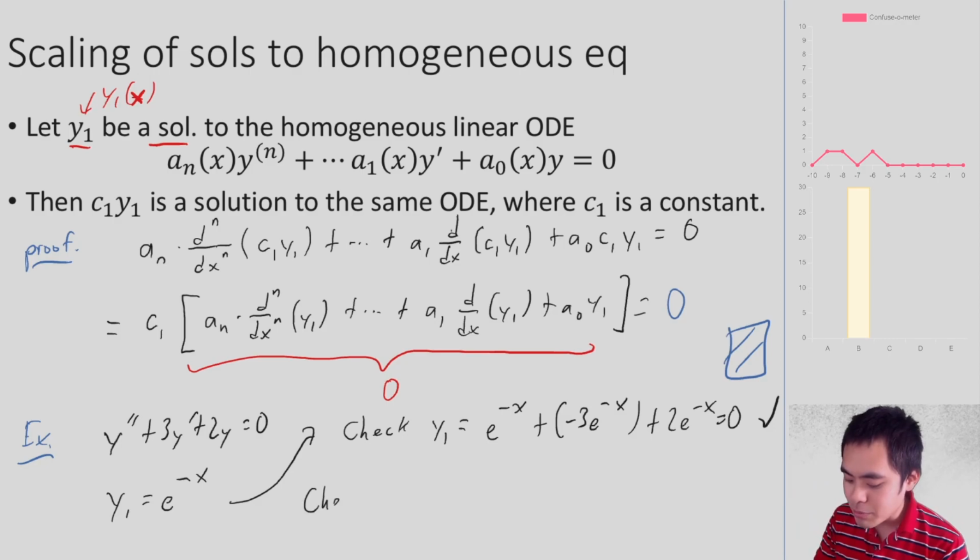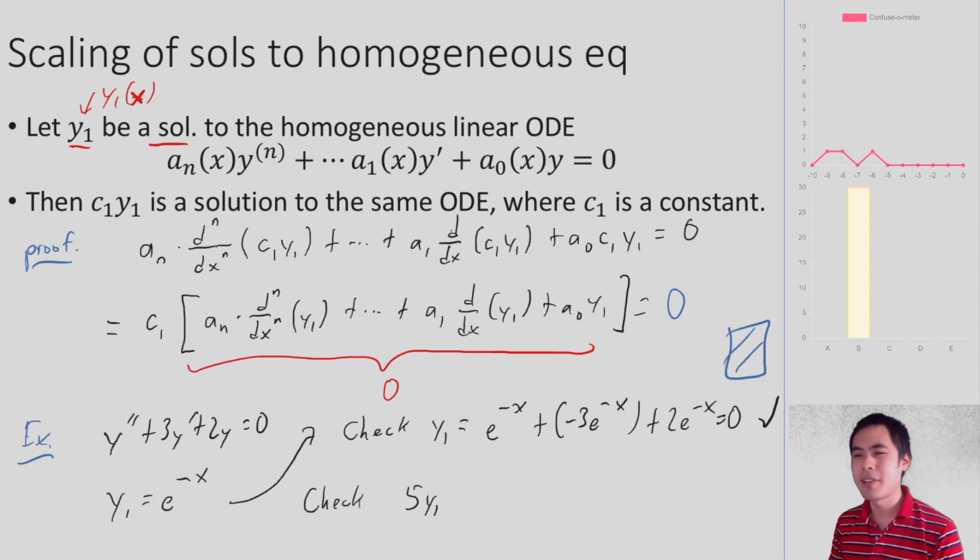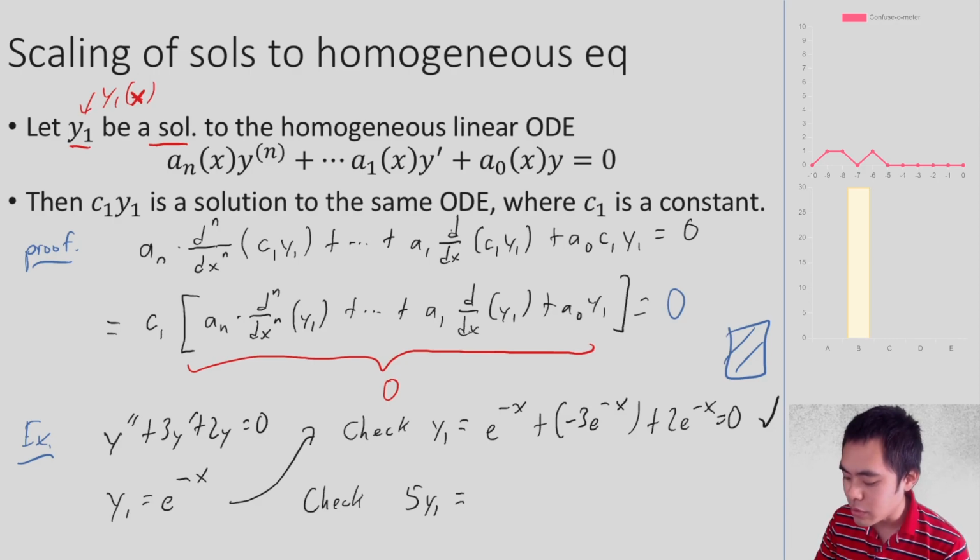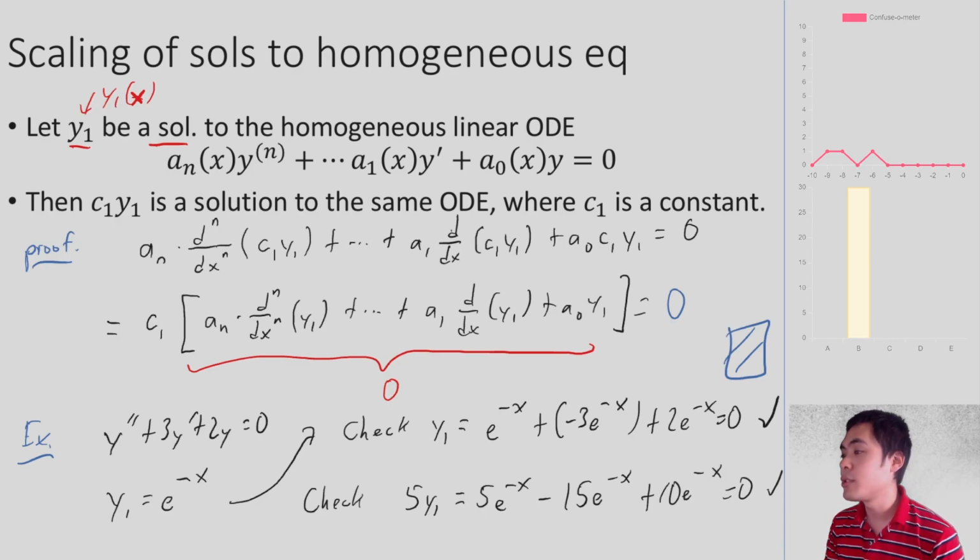But now let's check some constant multiple times. Let's check 5y1. I don't know why, but I really like the constant 5 today. Anyway, if we plug that in, what you get is 5e to the minus x minus 15e to the minus x plus 10e to the minus x is equal to 0. And so that's also a solution.